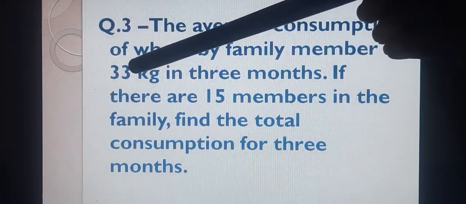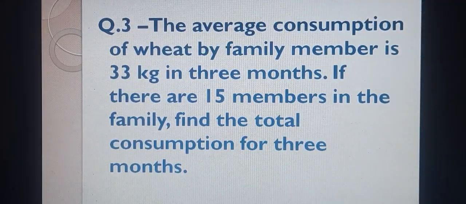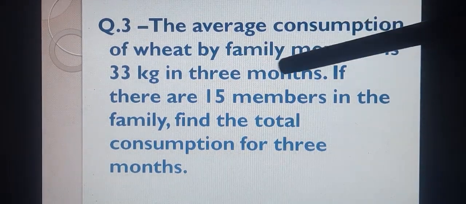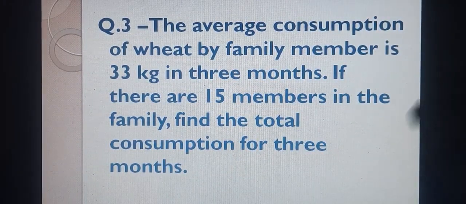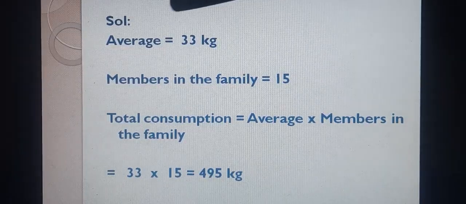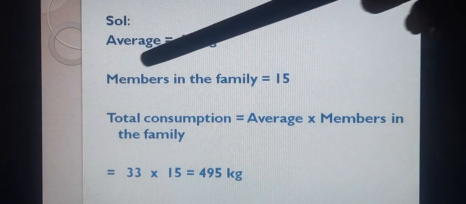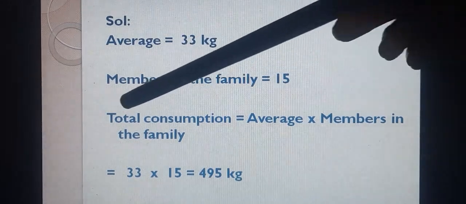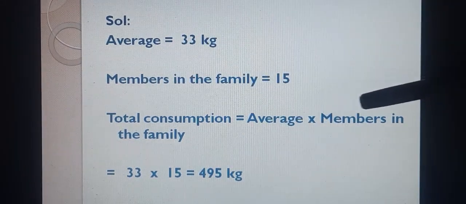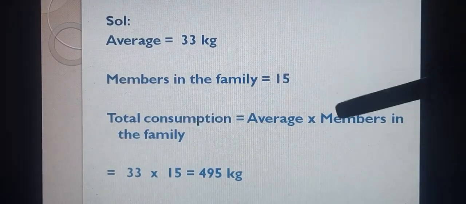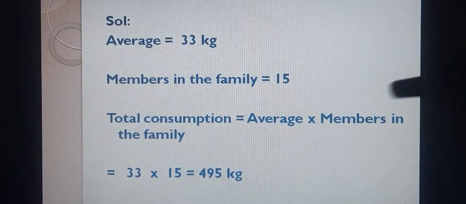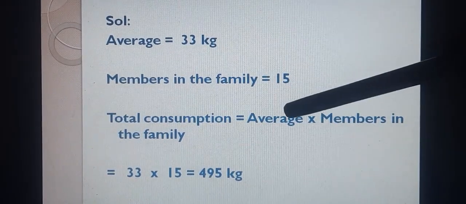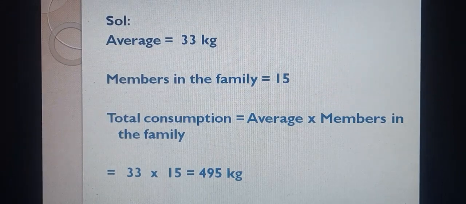So average is given to us, 33 kilogram, and total members of the family is also given, 15 members, and we have to tell the total consumption of the wheat in 3 months. Average consumption of the wheat is 33 kilogram. Members in the family 15. So total consumption is equal to average multiplied by the number of members in the family. Understood? This is the formula which we have derived from the formula of average as I explained you.